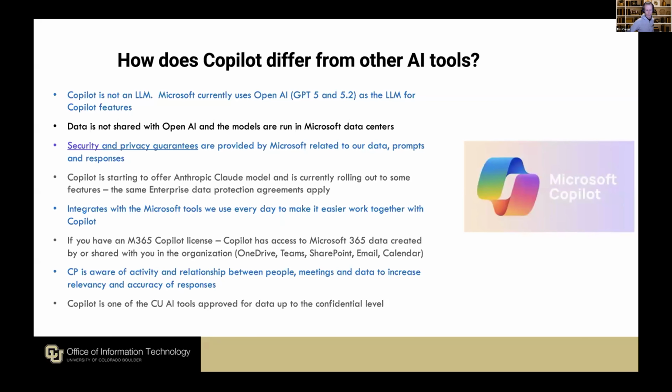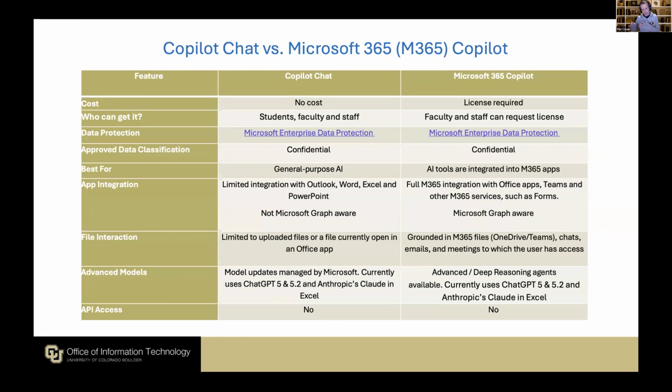So we created this quick table just to give some of the key differences between Copilot Chat, which is available to everybody at CU Boulder, versus the Microsoft 365 Copilot that requires a license. In terms of cost, Copilot Chat has no additional cost. Microsoft 365 requires an additional license, and there's an approval process for that. Who can get it? Students, faculty, and staff all have Copilot Chat. For the Microsoft 365 Copilot, faculty and staff can request a license.